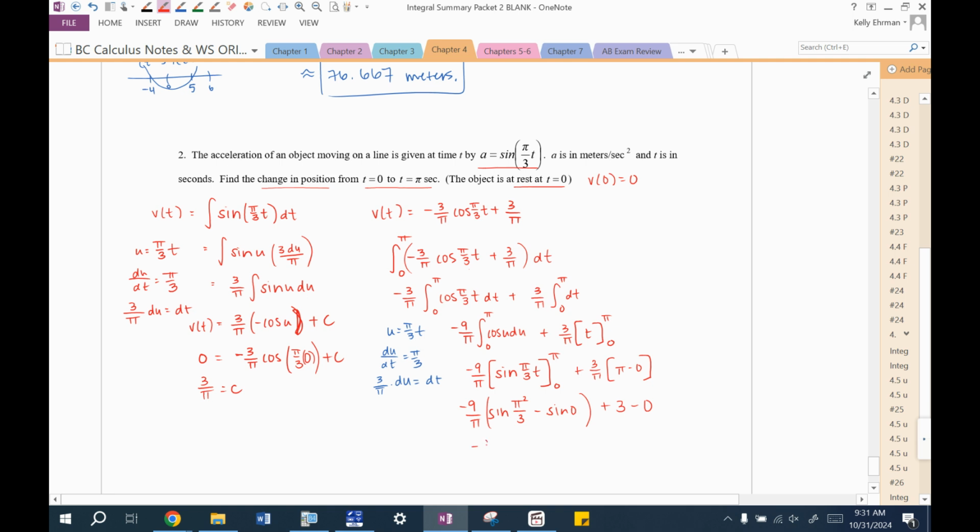So I'm just getting negative 9 over pi times whatever sine of pi squared over 3 is, minus 0 plus 3. Hopefully, if I plug this into my calculator, I get the same thing as whatever this comes out to.